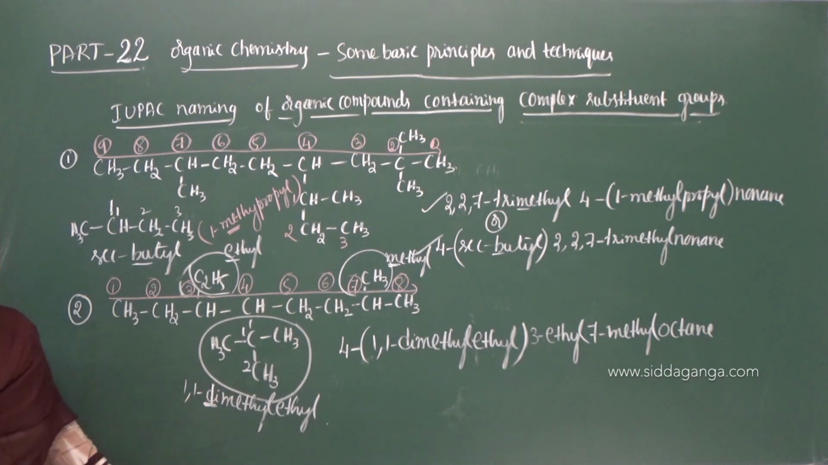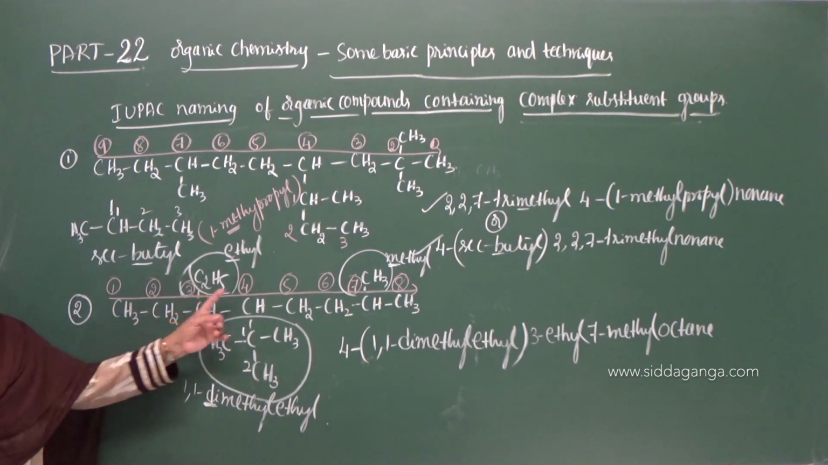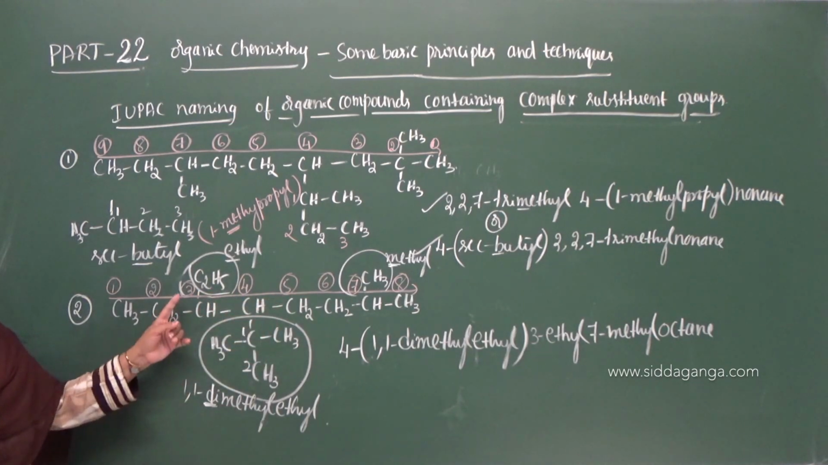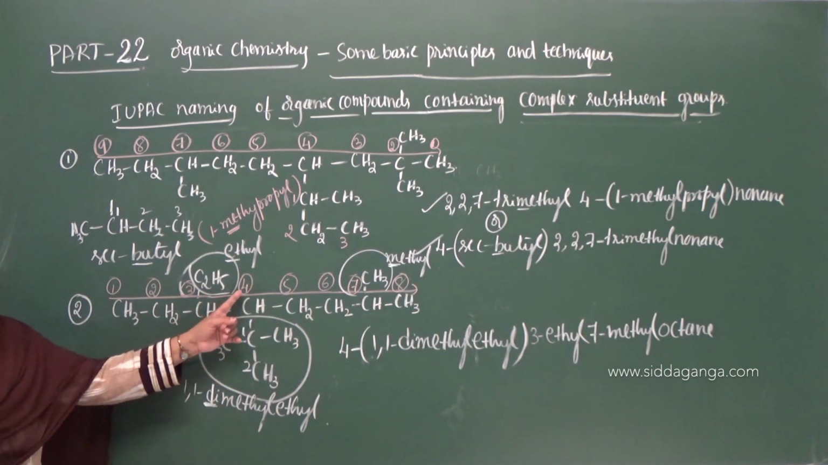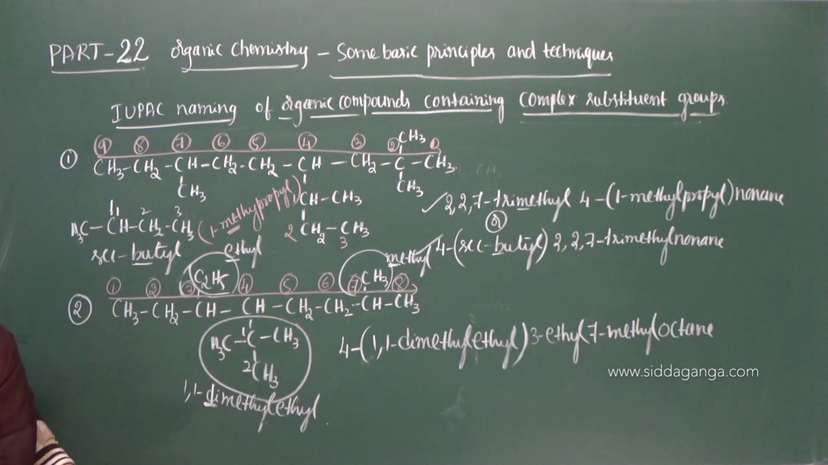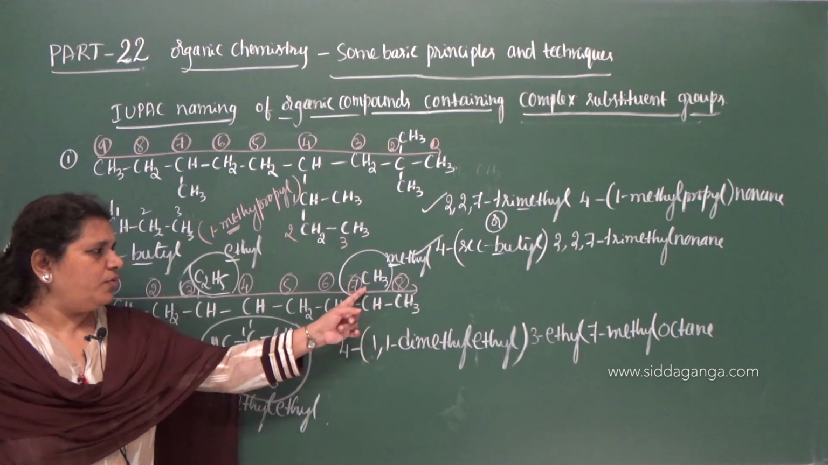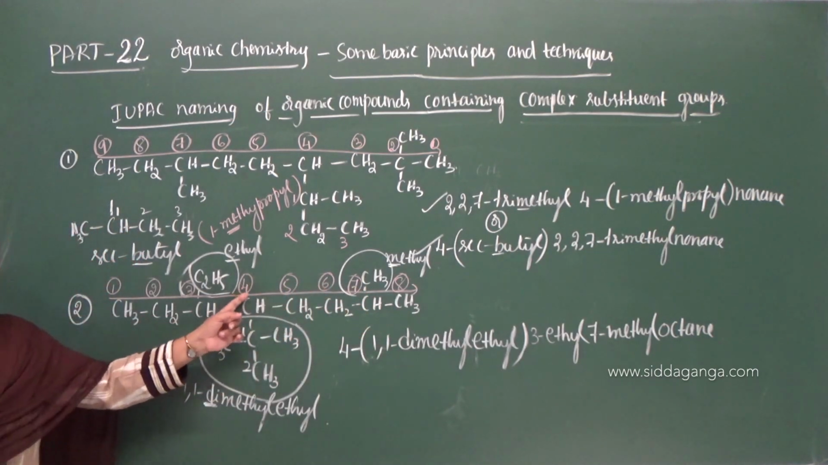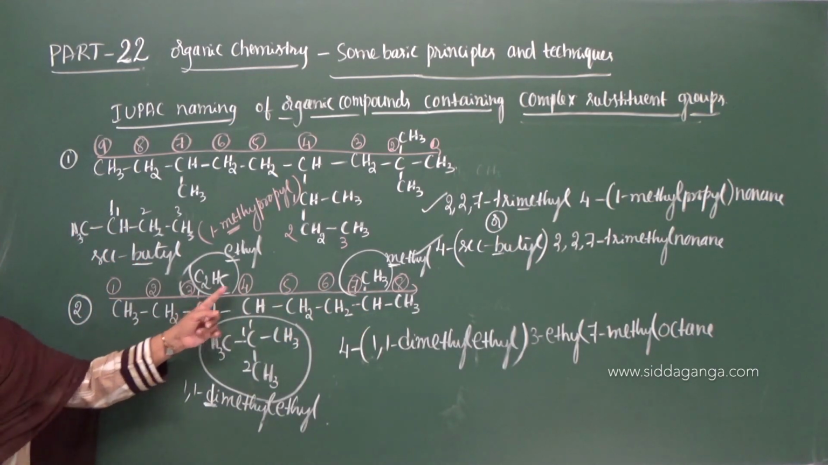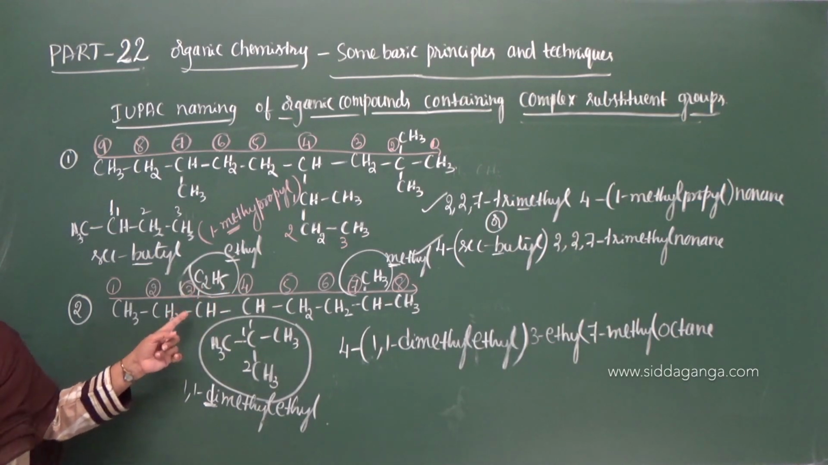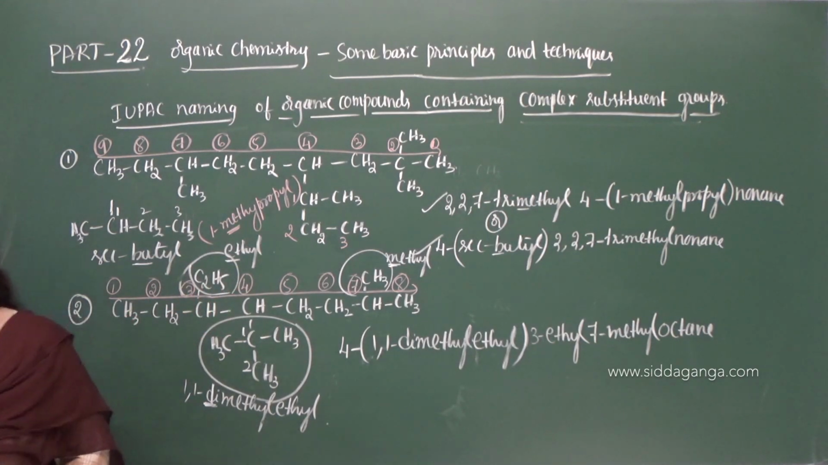So this is the IUPAC name of the given compound. Now consider the locants given here. What are the locants given here? 1, 2, 3, 4 and 7. So I get 3 plus 4, 7, 7 plus 7, 14, and if you give the number from this end, you will get 1, 2, 3, 4, 5, 6. So 5 plus 6, 11 plus 2, that will be 13.